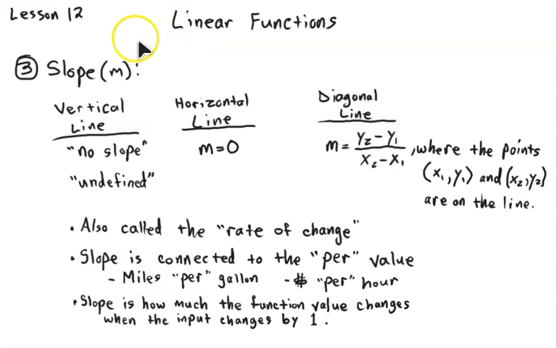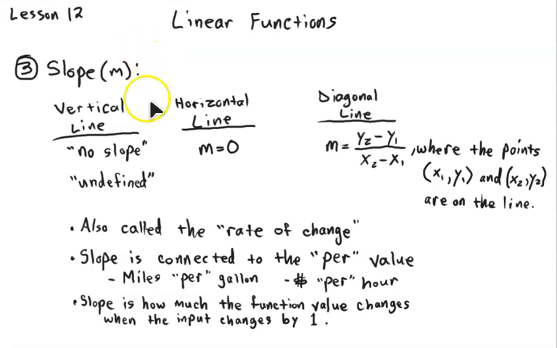Okay, the third fact we want to understand about linear functions is the idea of slope, which is a number, and it's represented by the letter m in the formula. Okay, but it should always show as a number.